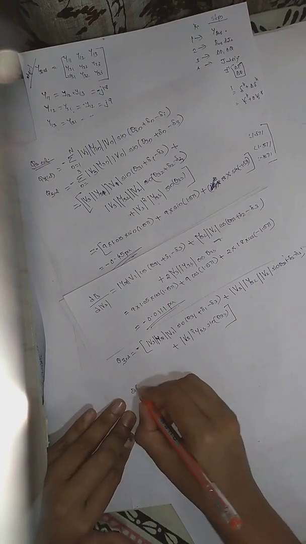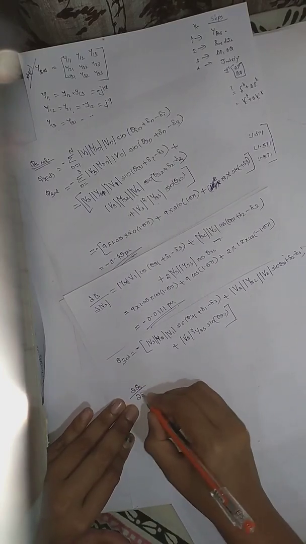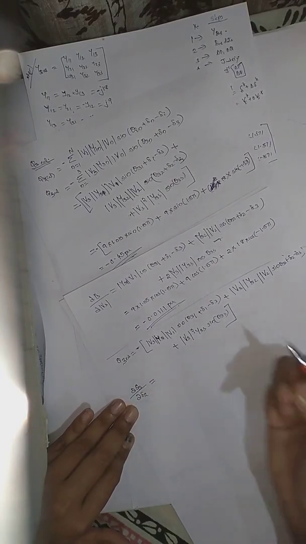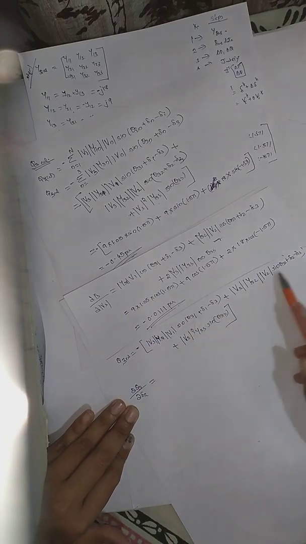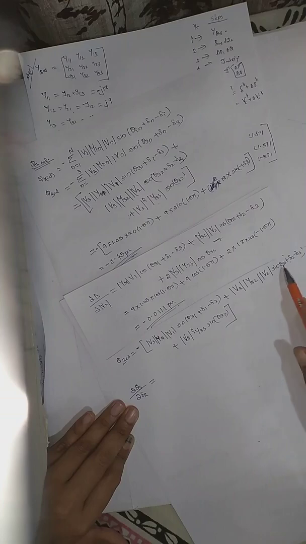So what I have to find out is dou Q3 by dou delta 2 first. The delta 2 term comes only here, it will come only here. So the differential of sine is cos.